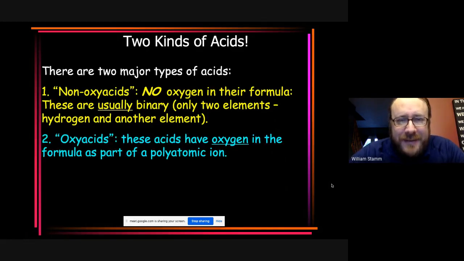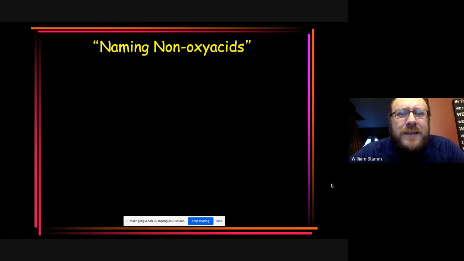The oxyacids are the ones with oxygen in them. And along with the oxygen, usually the oxygen is part of a polyatomic ion, the things that we learned about last chapter, like nitrate, nitrite, sulfate, sulfite, phosphate, all those things that have oxygen in them. They're polyatomic ions. And if those are connected together with a hydrogen, you're going to get an oxyacid. So an oxyacid has oxygen in it and it's part of a polyatomic ion normally. And we'll see examples of that pretty soon. Let's start with the non-oxyacids because non-oxyacids, I think, are the simpler rules.